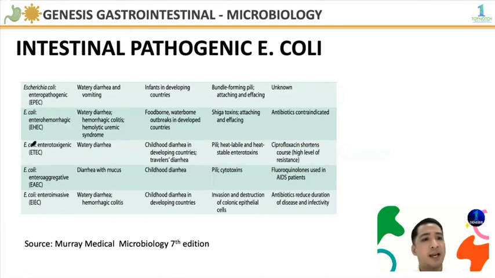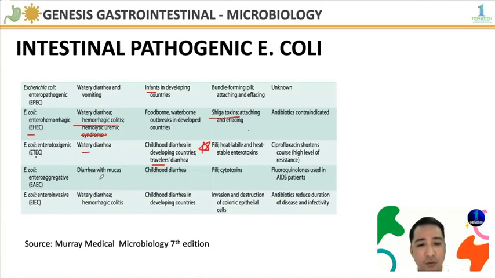So this figure, if you want to make your life easier, is lifted from Ryan Medical Microbiology. Your EPEC: watery diarrhea and vomiting, think of infants. EHEC: hemorrhagic colitis, hemolytic uremic syndrome, Shiga toxin. Tandaan yan, E. coli enterotoxigenic, ETEC: watery diarrhea, you think of travelers. So you think of your heat-labile and heat-stable enterotoxin.